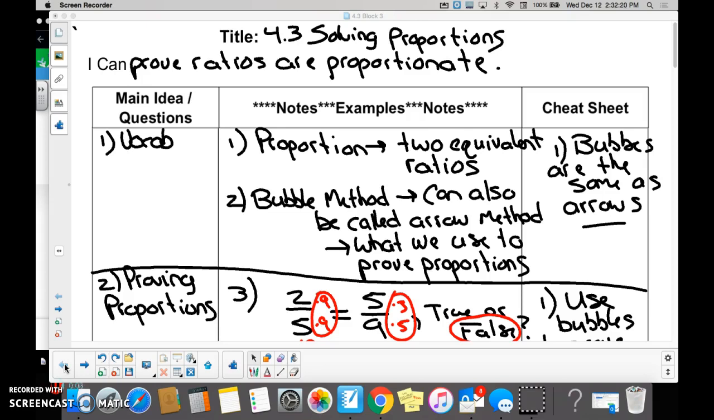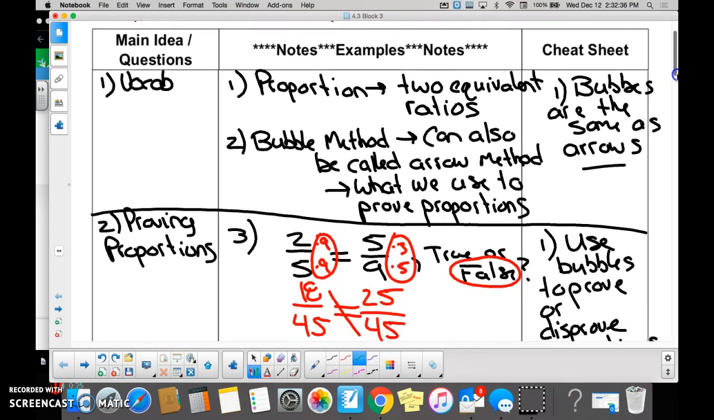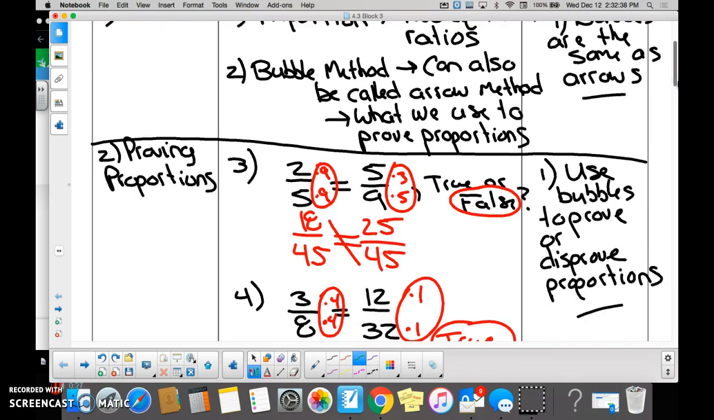Excellent. Thank you, Helen. Does everyone know what proportion means? Yes. A proportion would be what, everyone? So basically a proportion would be two equivalent fractions, because ratios are fractions, right? Yes. Okay. Bubble method. When we do the bubble method, we can now start using what?